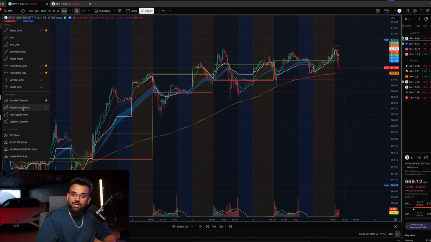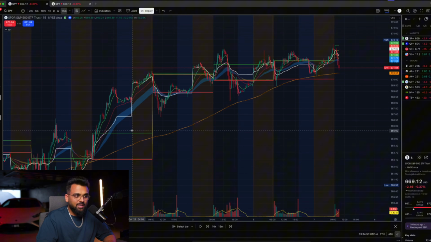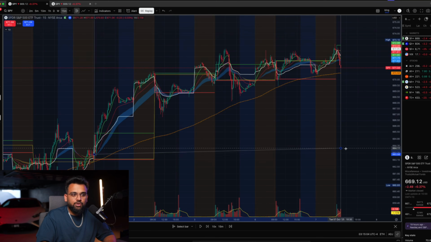So what you need to do is go on the left hand side right here and select this thing called regression trend. Once you select this, it doesn't matter. Just go on the day when the trend actually started, not in the pre-market, the day when the trend started, 9:30, actual market open. It doesn't have to be a trend line level. You can literally draw like this. All you have to do is select all the candles with the regression trend, and you just drop it.